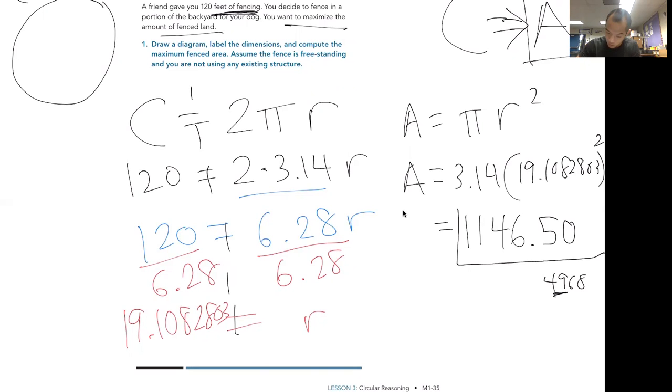1,146.50. Don't forget to put your units as feet, and for area, we're always going to put a square right there.